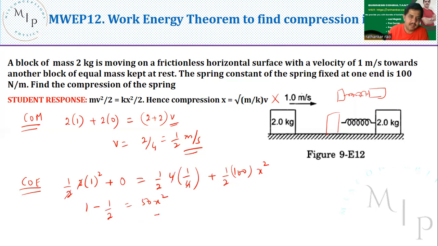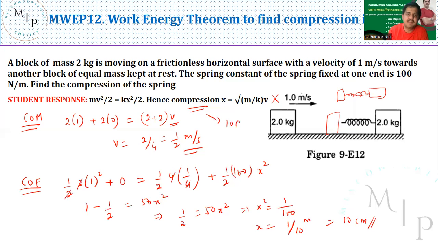Which means 1 minus half should be half. Half should be equal to 50 x square. This implies x square should be equal to 1 by 100. X should be equal to 1/10. What is the unit? Meter. Which means 0.1 meter, which is equal to 10 centimeter. 1 by 10th of a meter. Hence the compression here is seen to be 10 centimeter.